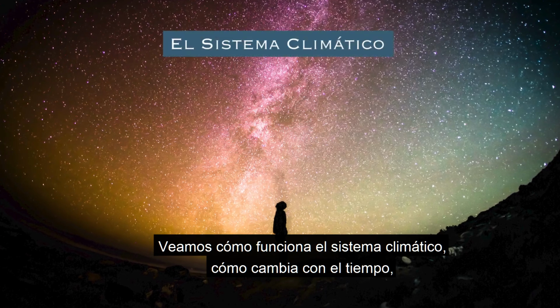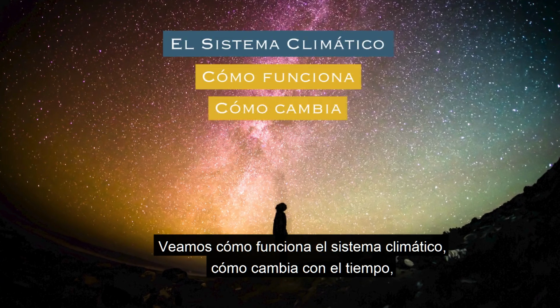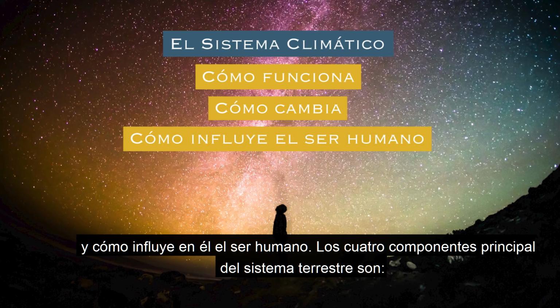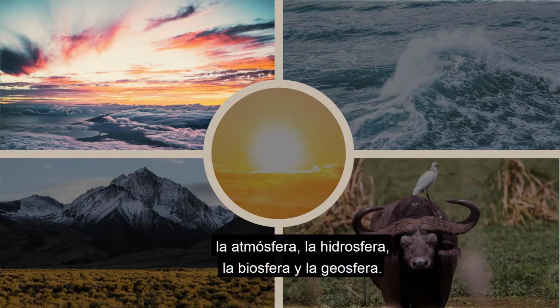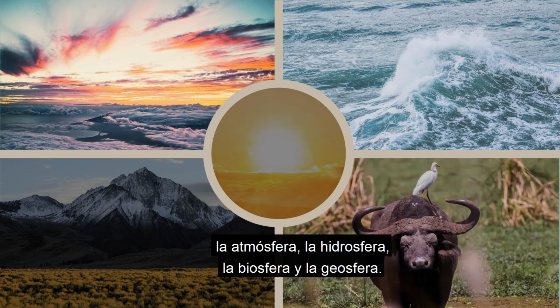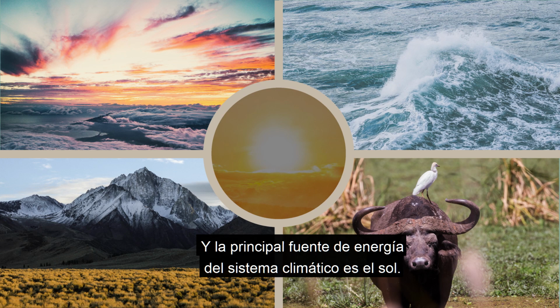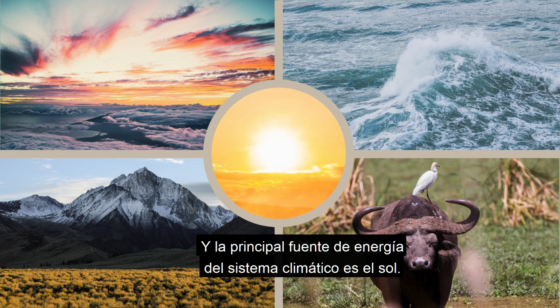Let's have a look at how the climate system works, how it changes over time, and how humans can influence it. The four major components in the Earth system are the atmosphere, the hydrosphere, the biosphere, and the geosphere, while the key source of energy to the climate system is, of course, the sun.